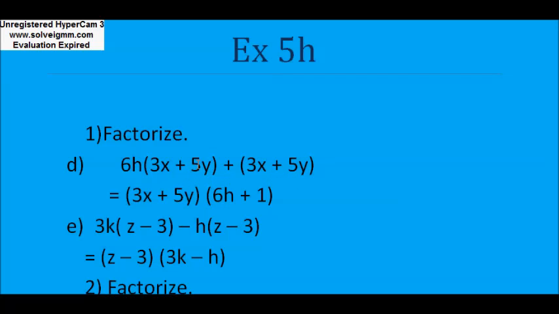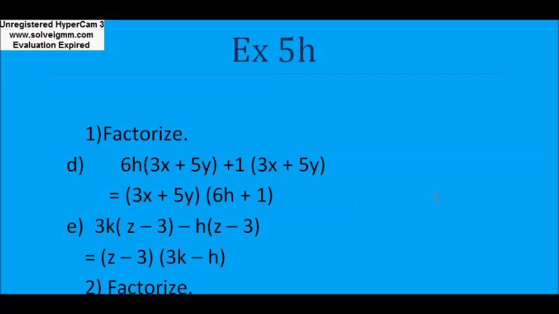Now here, which term is common between these two terms? You can see here 3x plus 5y, and 3x plus 5y here also in the second term. So in the first term and in the second term only one factor is common, which is 3x plus 5y. You will consider 3x plus 5y as a whole. So 3x plus 5y is common. So inside the bracket 6h is left, and plus here no term is given. For your convenience you can write 1 also. So plus 1 is left.